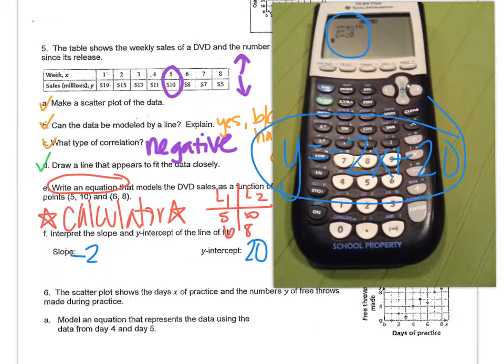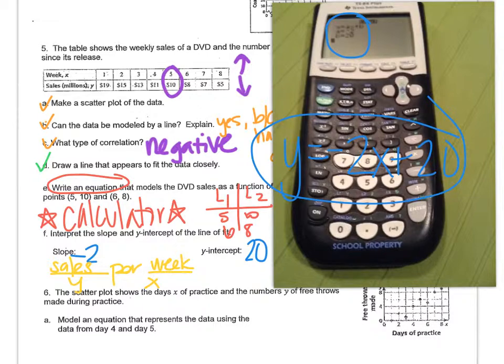When we interpret our slope, remember that slope is always written in the form of something per something else, and it's always our y's per our x's. If we go back and look at our table to look for our units, our y's were our sales in millions of dollars. So this translates our slope of negative 2 as our sales per, and our x's represented our week, so it's going to be our sales per week. That's the interpretation of our slope.